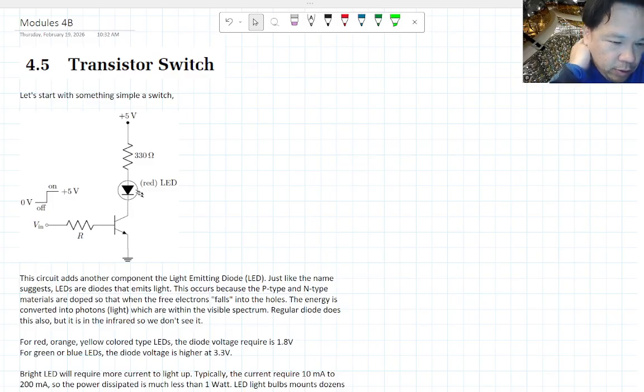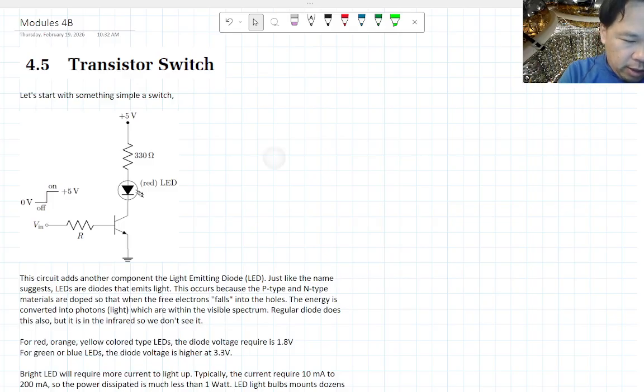So let's start with section 4.5 in Steck, which is the transistor switch. It's a very simple circuit, but hopefully it highlights some important current behavior of the transistor.